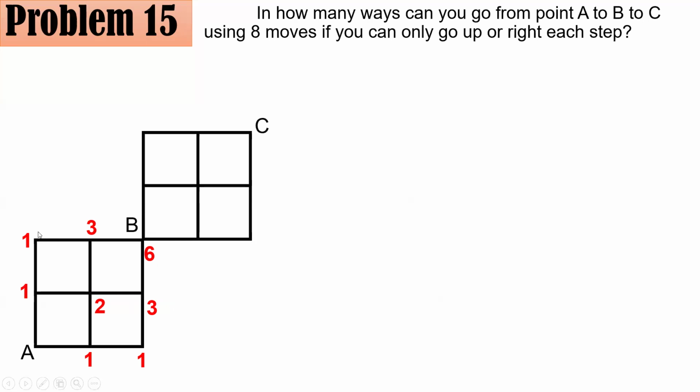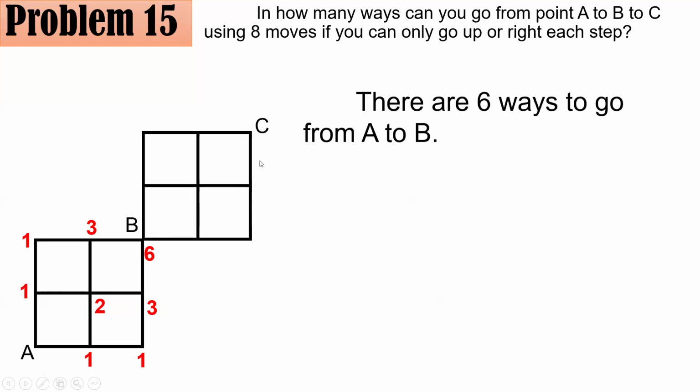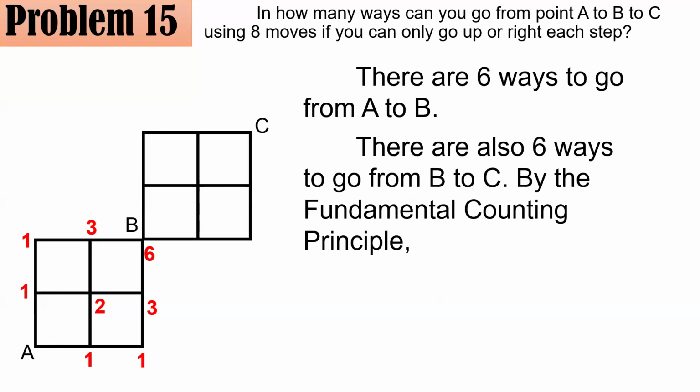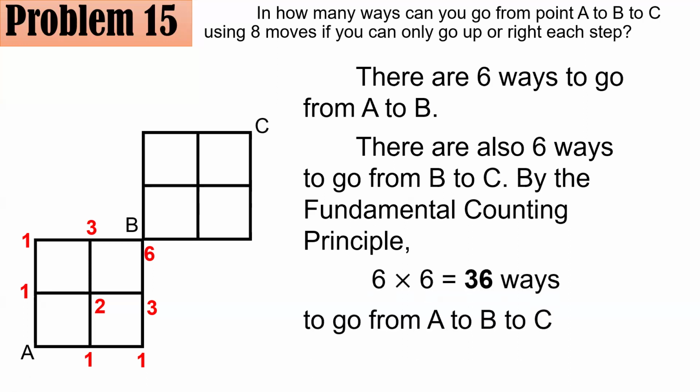And if you could see, the shape of this is the same with this, right? This means that since there are 6 ways to go from A to B, and since they are the same in terms of shape, if you will place here the 1, 1, the 1, 1 again, you will know that there are actually 6 ways also of going from point B to point C. And by the fundamental counting principle, what we have to do is multiply the 2 6s, and that gives us 36 ways to go from A to B to C.